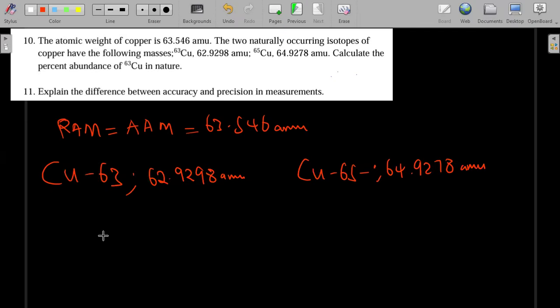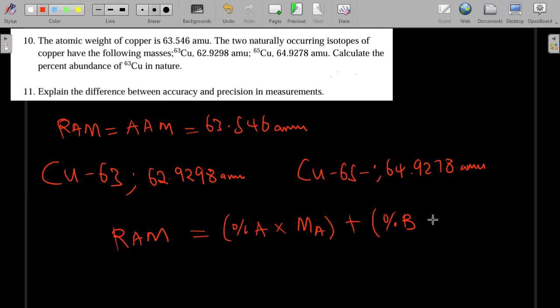We have to use the formula for relative atomic mass when you have two or more isotopes of the same atom. That formula states that the relative atomic mass, or the average atomic mass, or the atomic weight, is equal to the percentage of isotope A multiplied by the mass of isotope A, plus the percentage of another isotope, let's say isotope B, multiplied by the mass of isotope B.